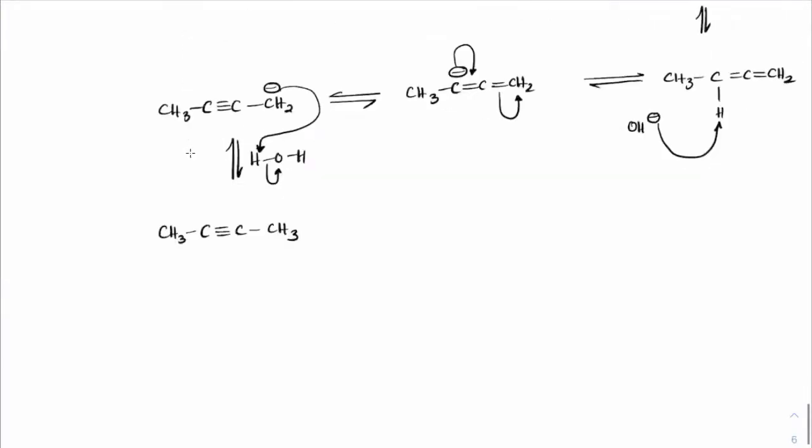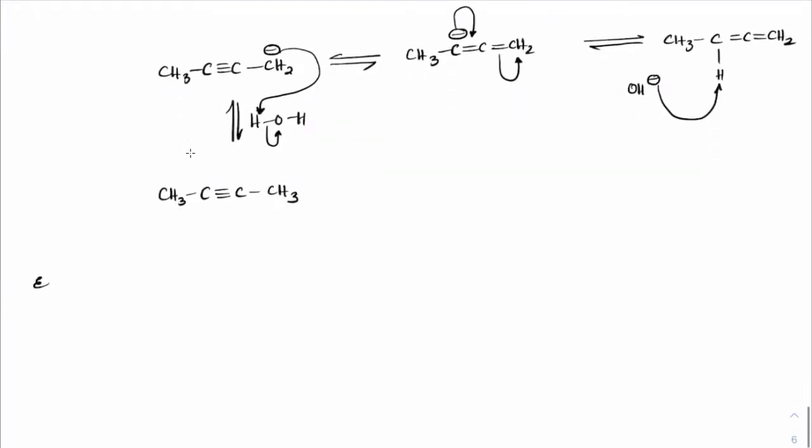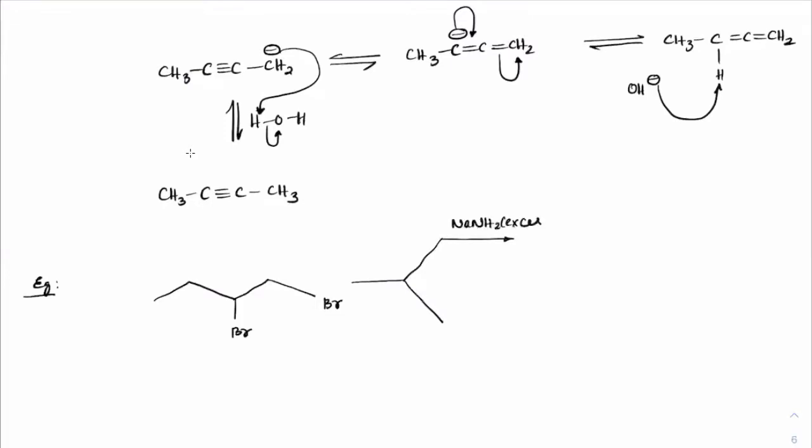Everyone had made a note of it? See, if an example is given this way, let's say it has been given bromine here and bromine here, and you have to write the major products in both the cases. That is NaNH2 excess with heat, and alcoholic KOH excess and heat.